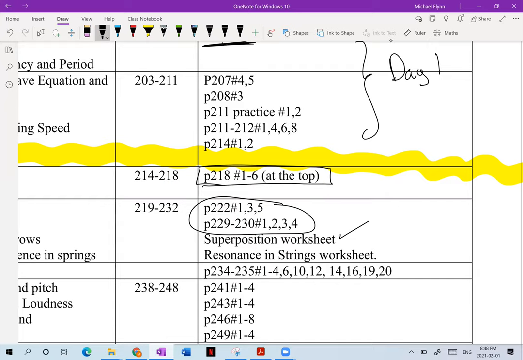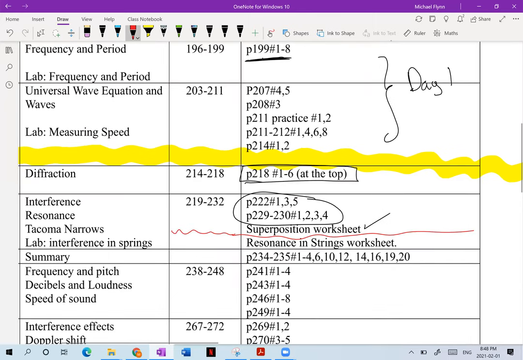Okay. So we're going to cut it off right here. And then the next day, we'll do the resonance and string worksheet and the summary that we're looking at. So let's cut it off here. Please do not do this one yet, okay? Not Tuesday night, don't do it. Just do the homework that you see, this homework here, up to the red line. So that's day 2 homework, okay?